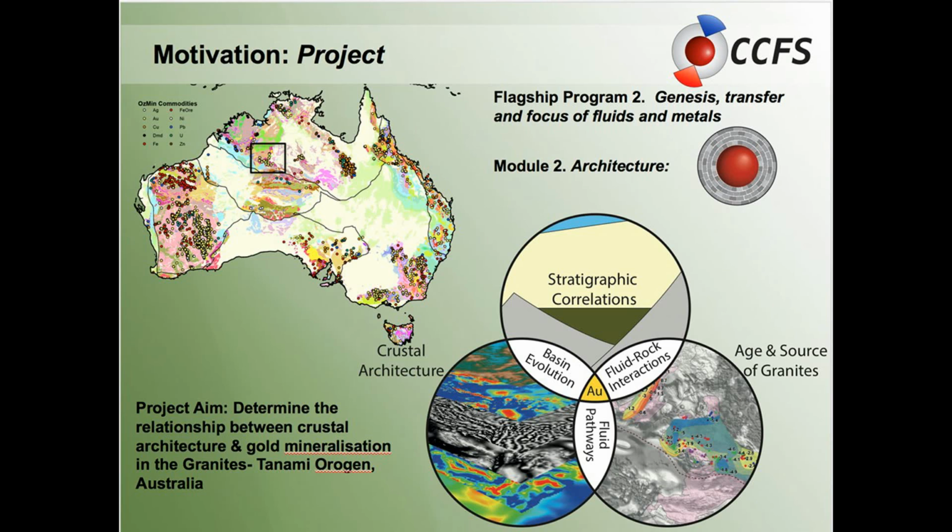That was the sort of project motivation. The idea was that we were combining our stratigraphic correlations, so that's my supervisor Leon Bagus's work, and then looking at crustal architecture derived from potential field data, so just magnetics, gravity, and then a bit of radiometrics and whatnot for mapping. And then my colleague, she was doing all of the geochron and looking at the age and source of granites. So between stratigraphic correlations, architecture, age and source of granites, we could understand basin evolution, look at fluid rock interactions, determine fluid pathways for gold mineralization, and then try to pick new targets.